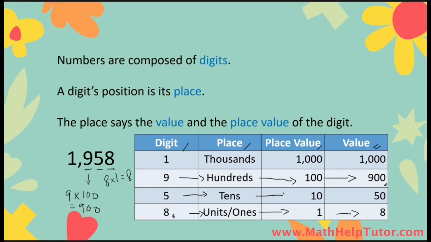For the digit 5, we know that the place of the digit 5 is tens, and the place value for tens is 10. And since we have 5 instances of the tens place, then we know that the value is 50. And for the digit 1, which we know is in the thousands place, which has a place value of 1000, since there is just one instance of 1000, then we know that the value of this digit is 1000.